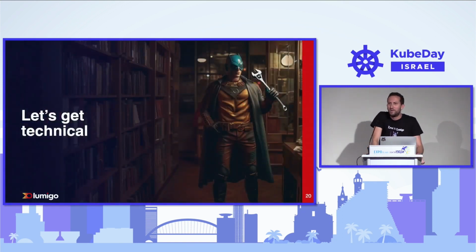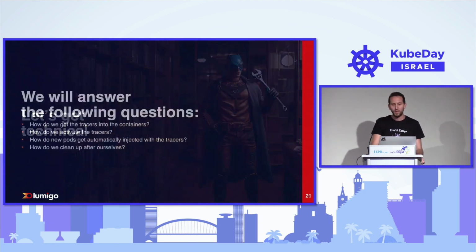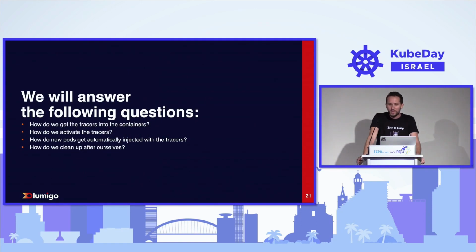Now it gets interesting. So how does this work? We'll spend the remaining time answering these 4 questions. So the first one is, how do we get the tracers into the containers? Right? That's the basic first thing we have to do. But that's not enough. Once we get the tracers into the container, you have to load them into the process. Right? So how do we activate them?